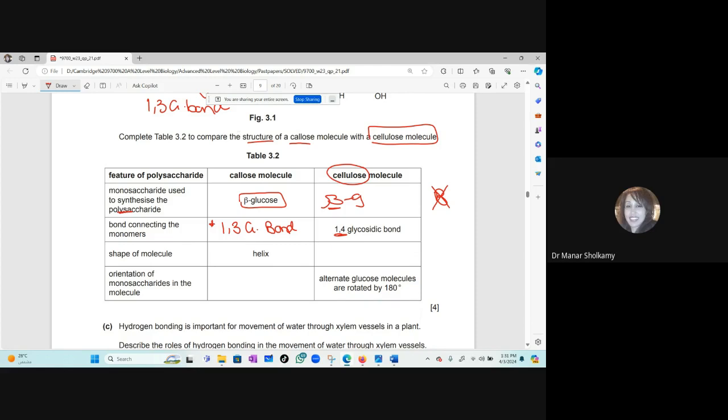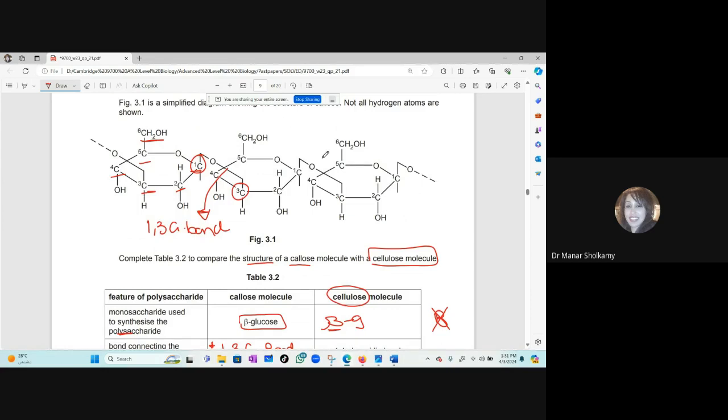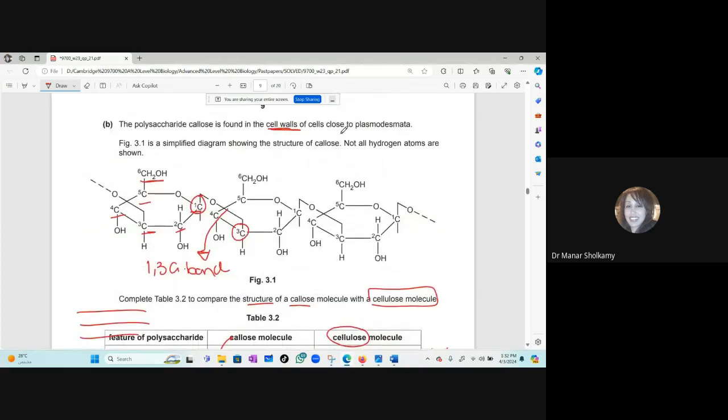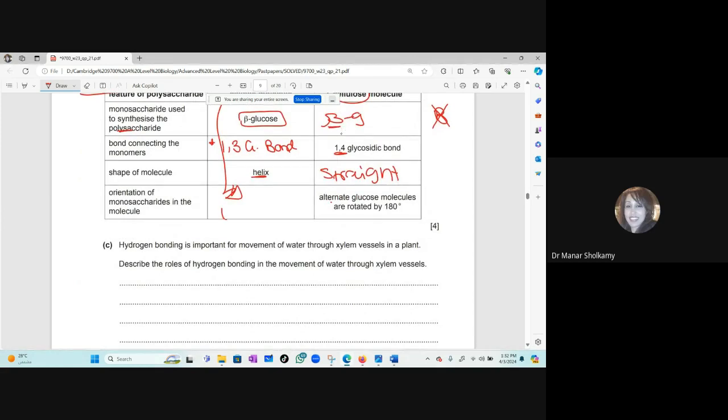Correct. Shape of the molecule: callose is a helix. In cellulose, is it coiled, straight, or branched? Straight, of course. Orientation of the monosaccharides: in cellulose, they are alternating. In callose, what do you see? They are not alternating. They're straight, they're upright.